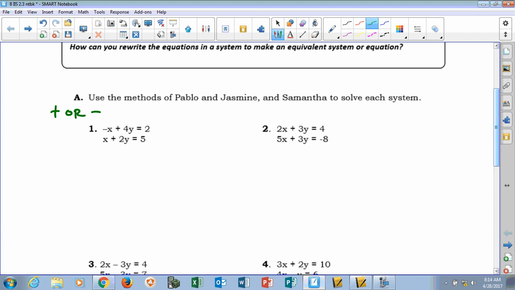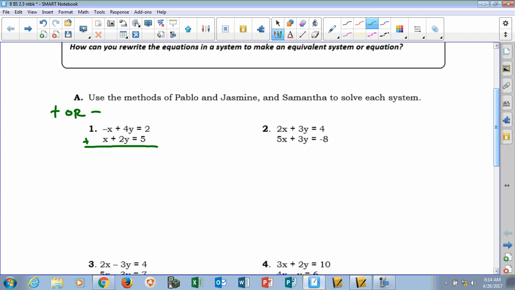Okay. So you're trying to look for variables that have the same number. So 2 and 4 aren't the same number, right? Correct? But 1 and negative 1, they both have a 1, right? One's positive, one's negative. So if we add these 2 equations together, negative 1 plus 1 equals what? 0. And that can form our elimination. So what we're going to do is we're going to add both equations together.